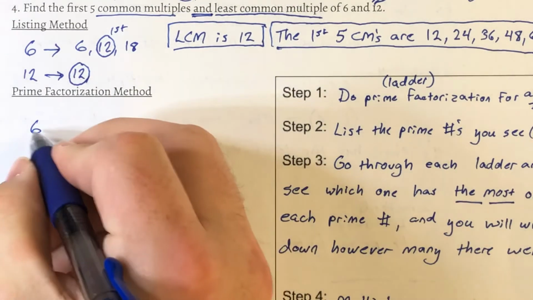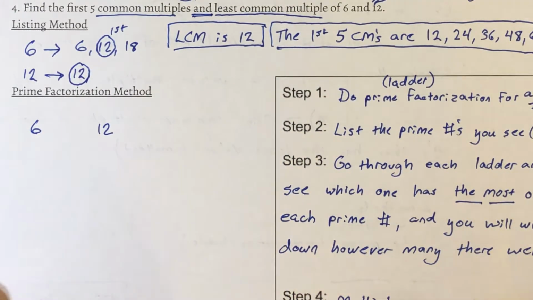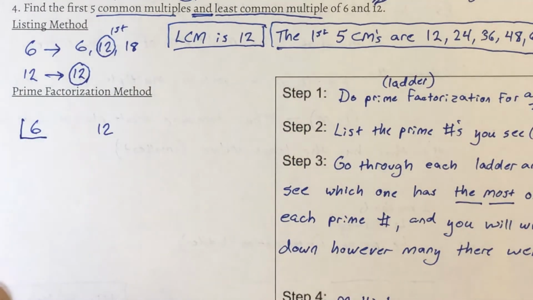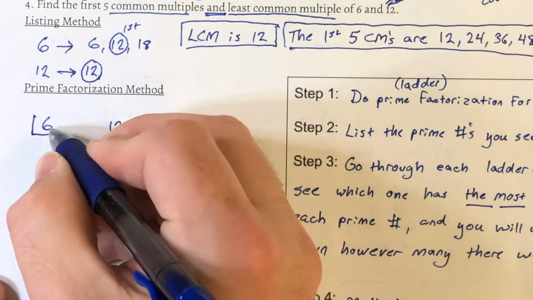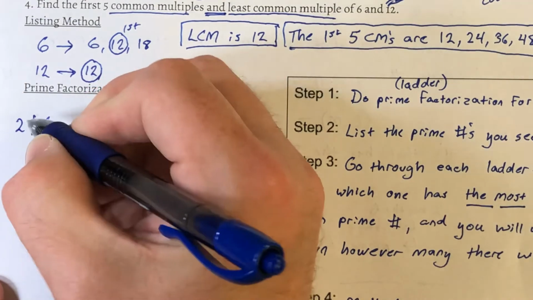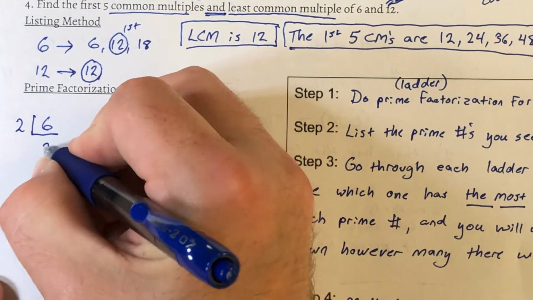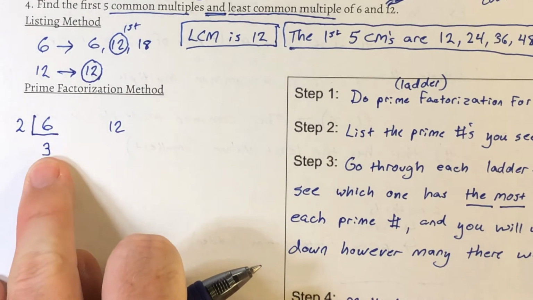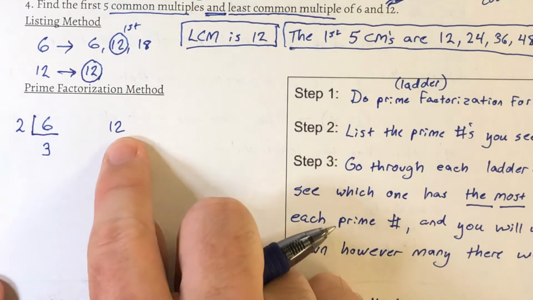All right, first, 6. We ask, is it prime? No, it's not prime. So you start your ladder. Next, what's the smallest prime number? 2. Will 2 divide into this even number? Yes. How many times? 2 will go into 6 3 times. Is 3 prime? Yes. We stop. You're finished with that ladder. Let's move on with our lives.